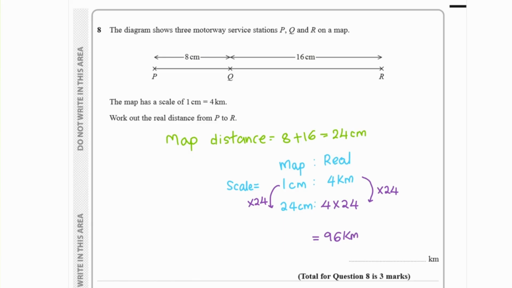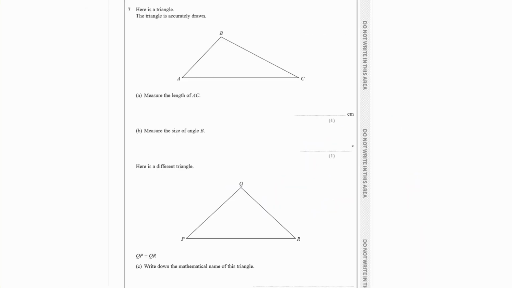So this was a 3 mark question, and the first mark would have been awarded for finding the 24 centimeters, which is the map distance from P to R. The second mark would have been awarded for knowing that we would have to multiply the 4 by 24 using ratios. And the final mark would be given for getting a final correct answer of 96 kilometers.